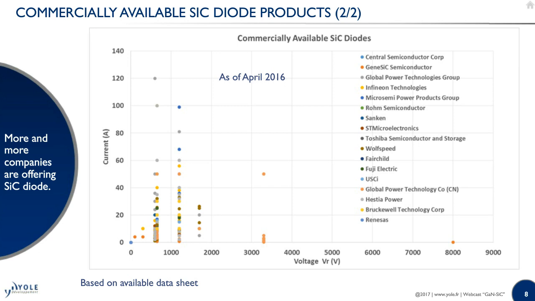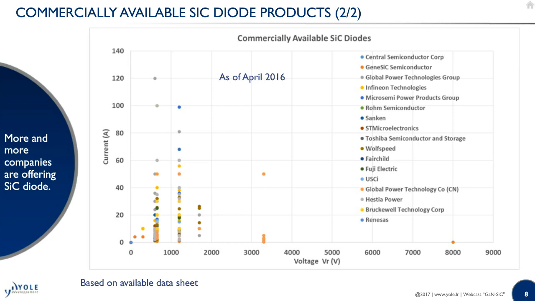We can see on the list of producers, there are traditional silicon power device players such as Infineon, Toshiba, Fairchild Semiconductor, Fuji Electric. But we also have some pure silicon carbide players such as USCI, Haystar Power. The players are coming from all over the world, from the US, from Japan, from Europe, and we also notice in the last 2 years players from Taiwan and from China.